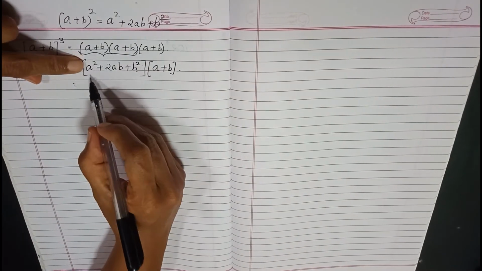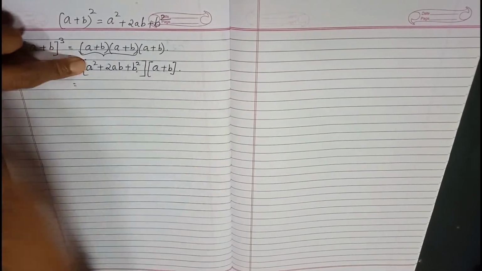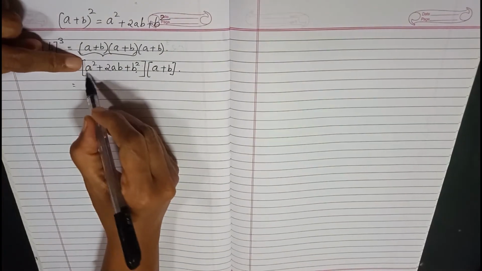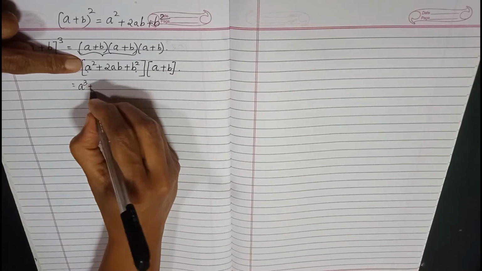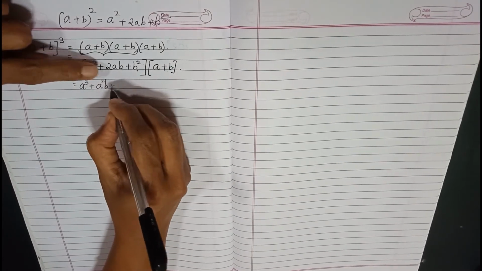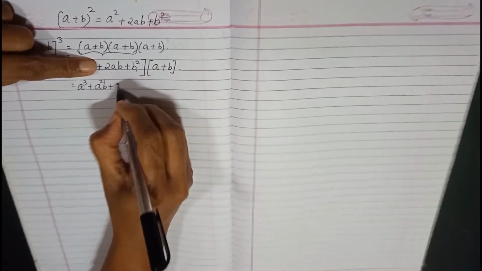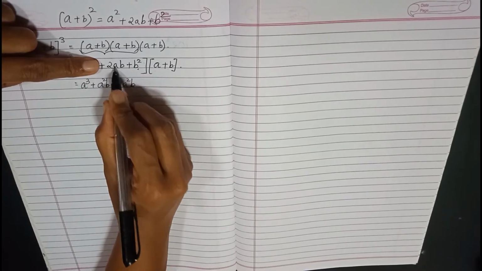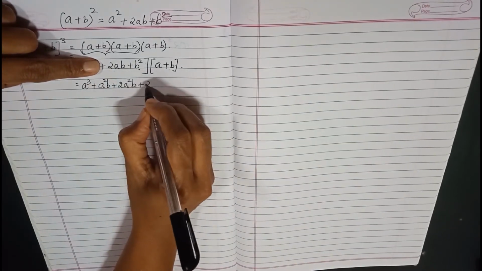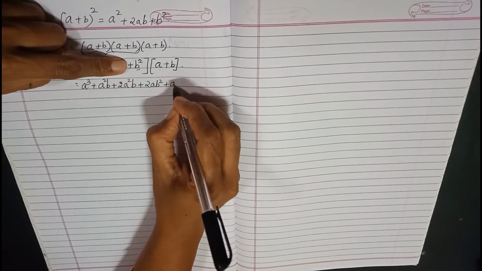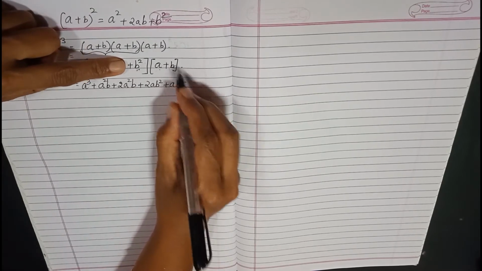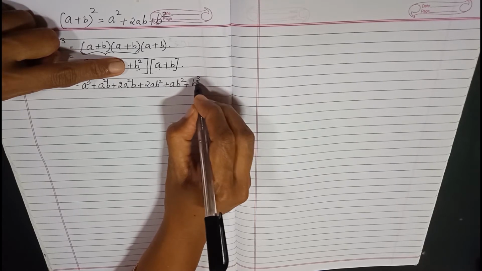Now we know we have to multiply each and every term of the first bracket with the second bracket. So a square into a is a cube. A square into b is a square b. Now 2ab into a is 2a square b. 2ab into b is 2ab square. And b square into a can be written as ab square. And b square into b is nothing but b cube.